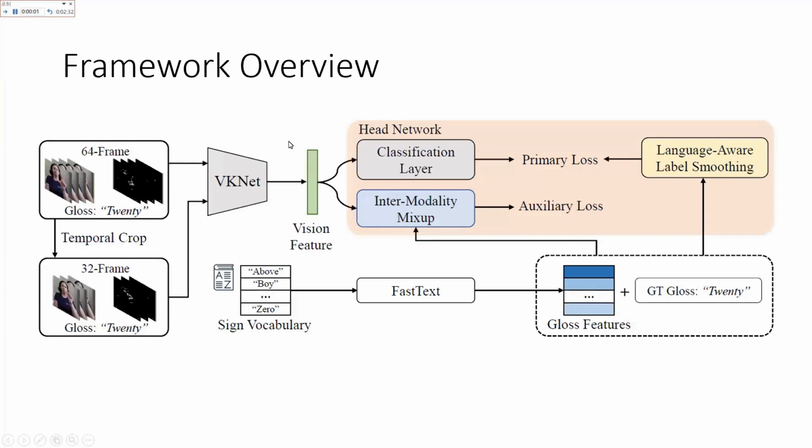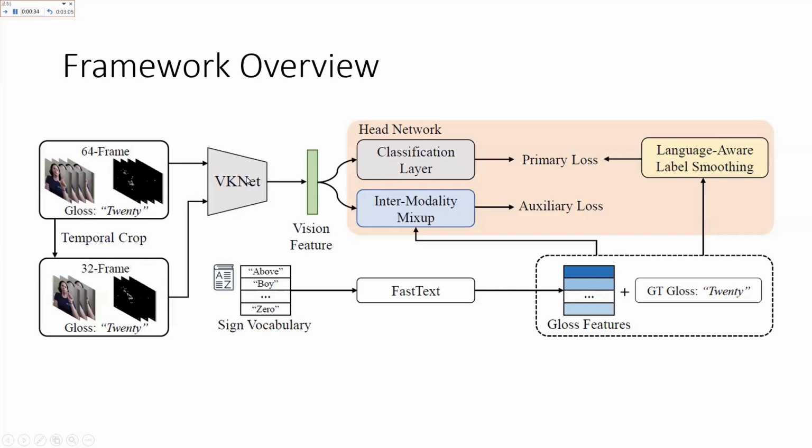Here is an overview of our framework. We first feed two pairs with different lengths to our backbone network. Following previous works, we model both RGB videos and keypoint heat maps. We temporally crop a 32-frame clip from the original 64-frame one. In this way, we can improve the model generalization capability.